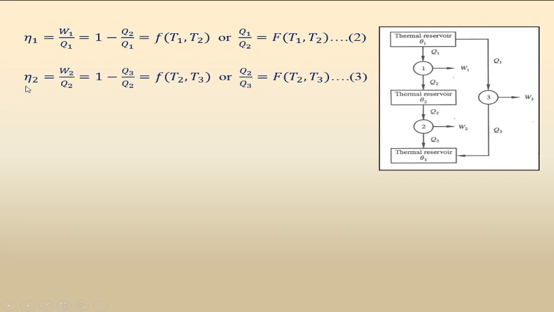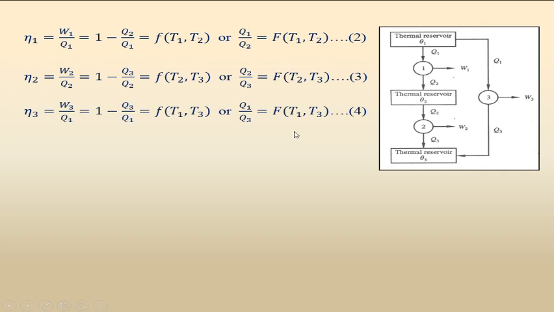In the same fashion, I can write similar equations for the other two engines also. The efficiency for the second engine is given by eta 2, that is W2 by Q2, equal to 1 minus Q3 by Q2, which is a function of temperature 2 and temperature 3. If I take the reciprocal here and rearrange the terms, Q2 by Q3 is equal to F of T2, T3. We shall write a similar equation for the third engine also, that is Q1 by Q3 equals F of T1, T3, which is equation number 4.